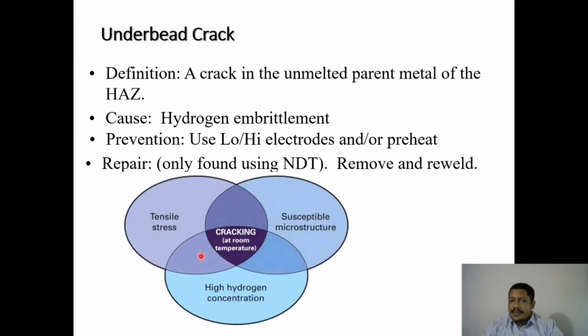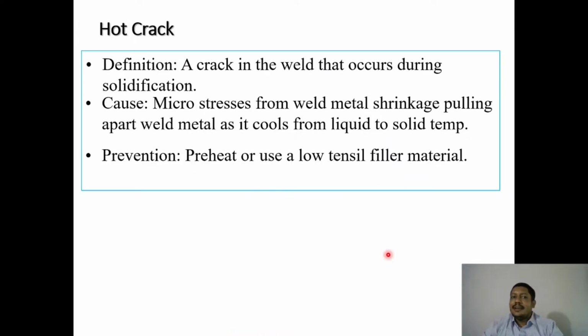You can see the tensile stresses, the susceptible microstructure and hydrogen concentration. If all three are present, cracking will take place at room temperature itself. That is the underbead crack. A hot crack in the weld occurs during solidification. Microstresses from the weld metal shrinkage pull apart the weld metal as it cools from liquid to solid temperature. We have discussed this earlier, so I am not going into details.